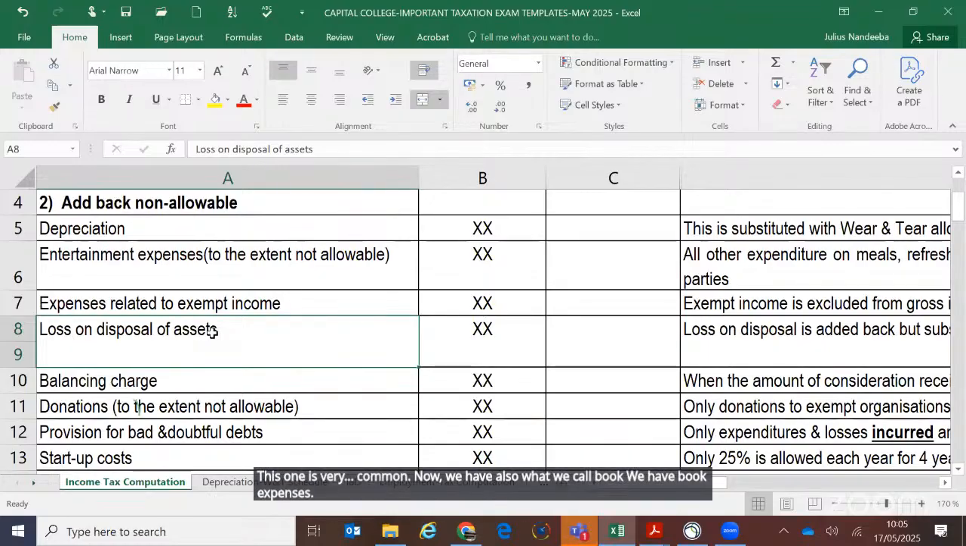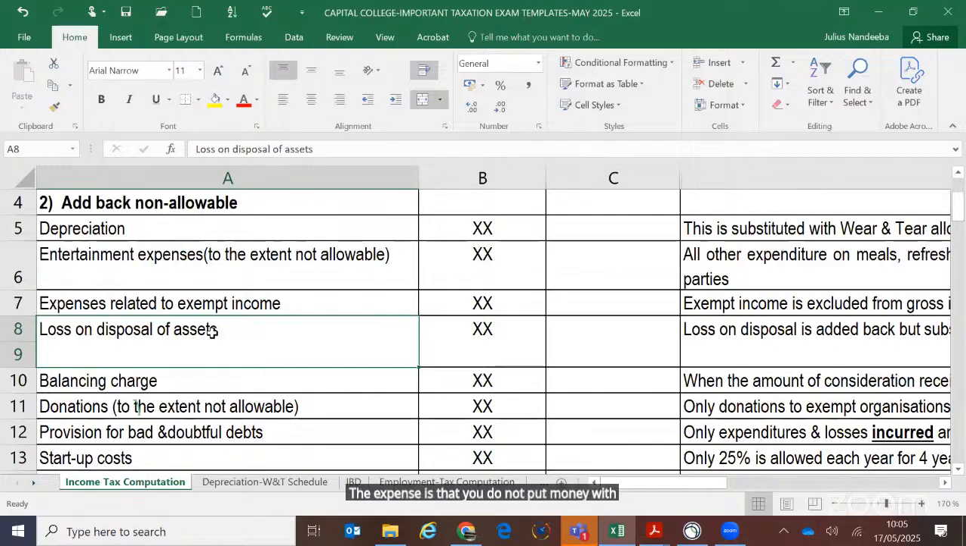The expenses that you do not part money with. For example, you don't pay for depreciation, but it is recognized as an expense in the POL. The taxman does not allow you an expense where you're not going to part with money. So a loss on disposal is a non-allowable deduction and must be added back. So whenever you see a loss on disposal, add it back.